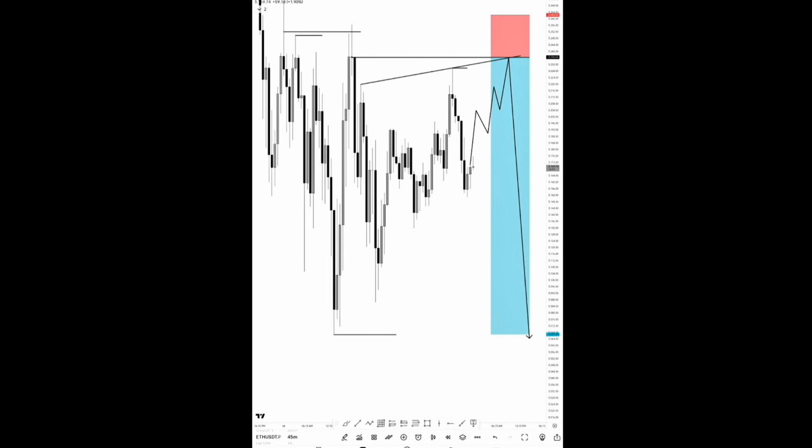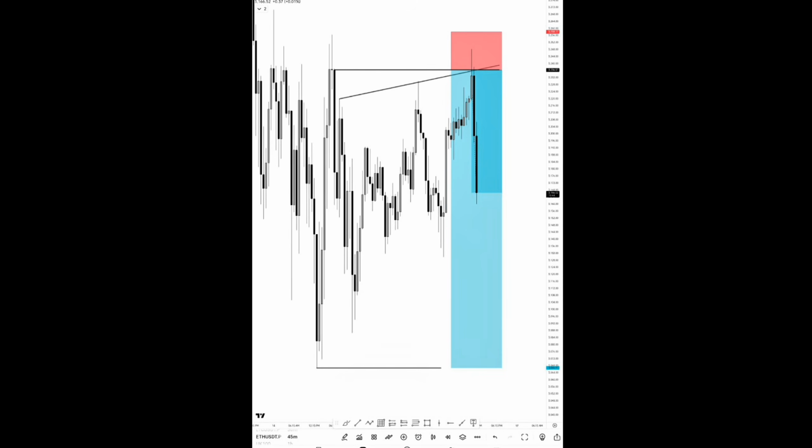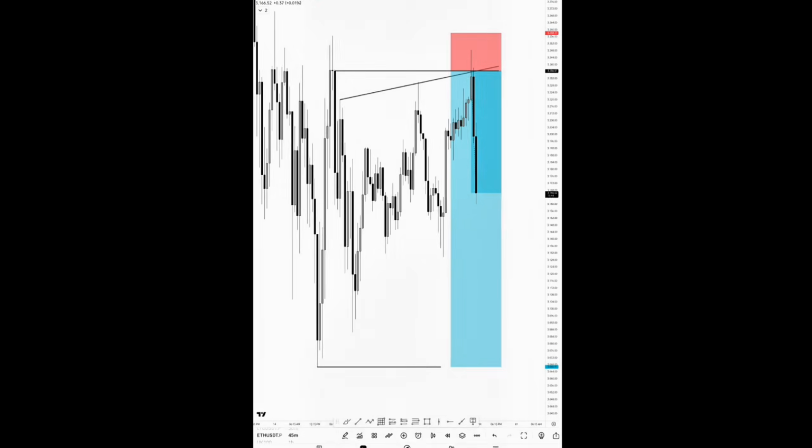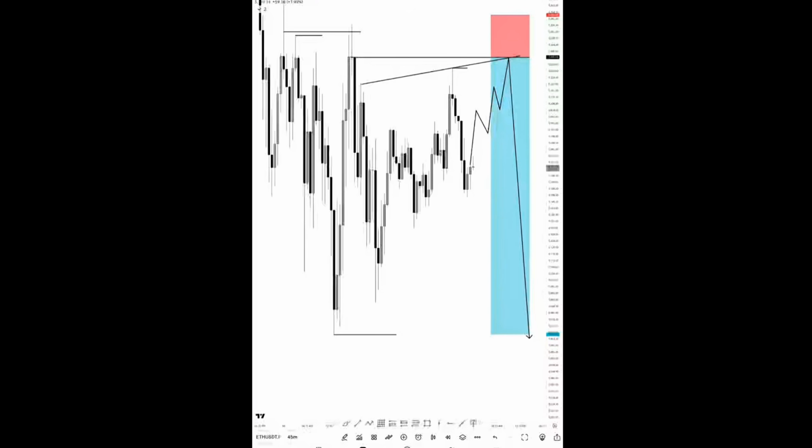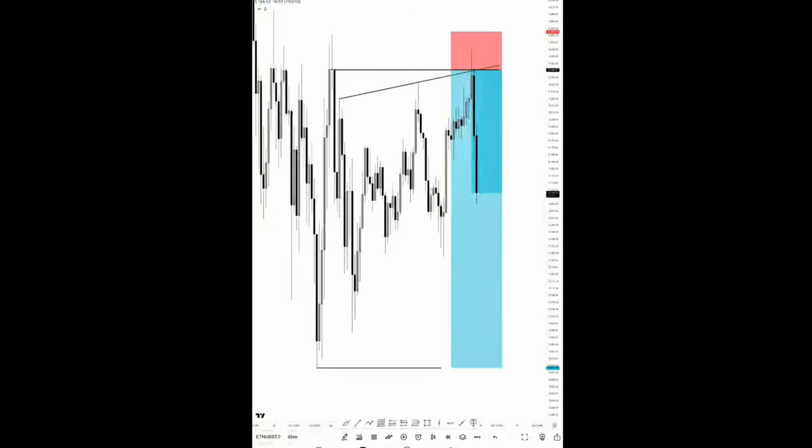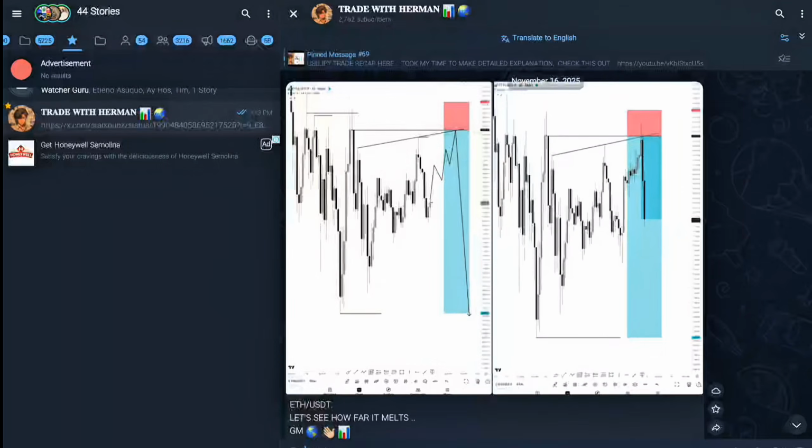Take a look at that position and see that entry. It's just like a very banger entry. Just take a look at that. It's like you are using a replay tool or something like that. It just comes there and starts to dump.